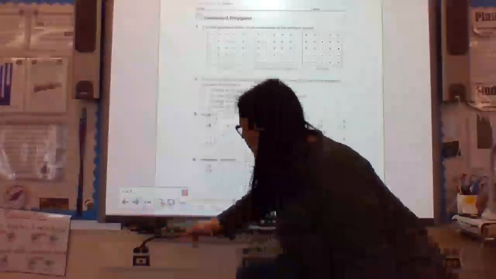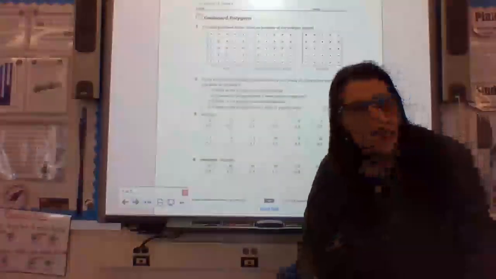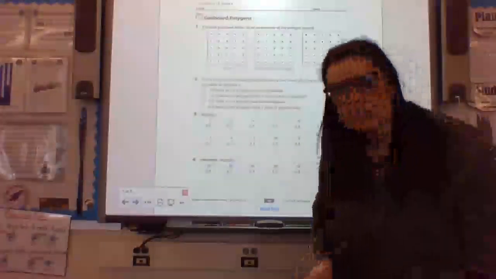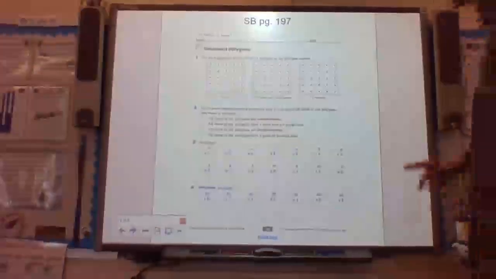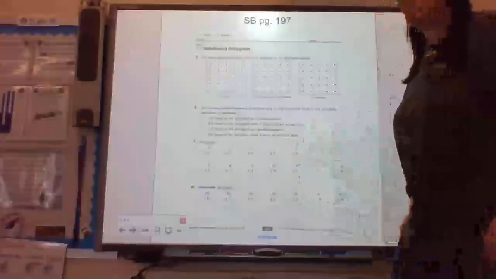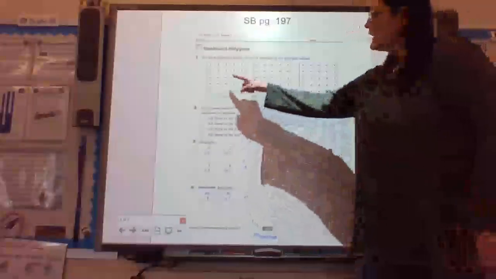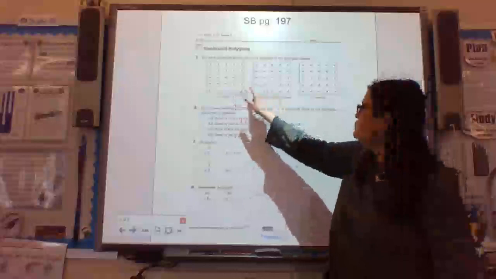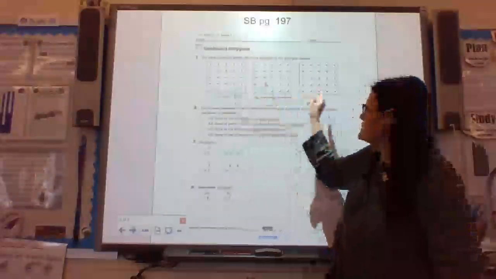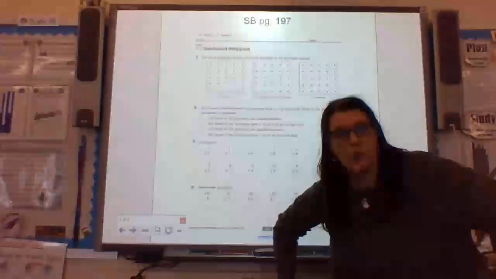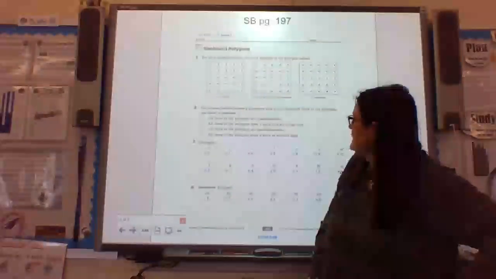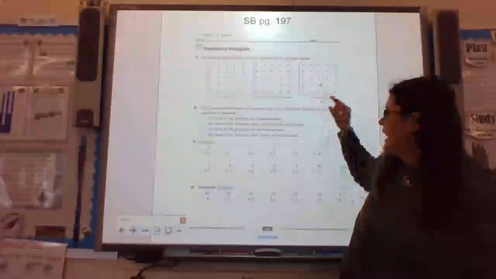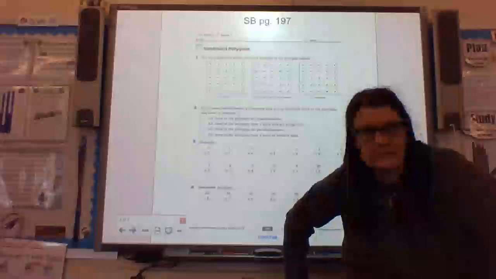After you finish that, we're on our student book page, page 197. On this page, on the geoboards below, you're going to draw an example of each that they tell you. This one will tell you to draw a square, this one a rectangle that's not a square, and this one a rhombus.